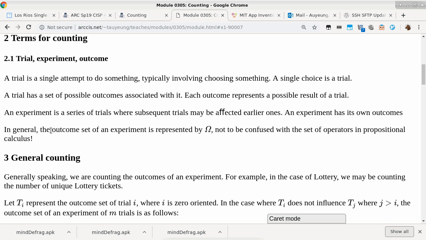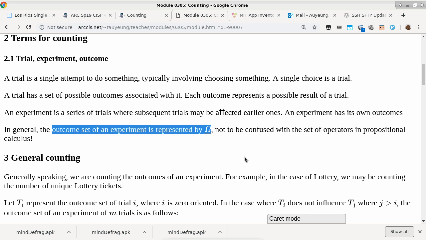The outcome set, the set of all possible outcomes of an experiment, is usually represented by omega. This omega is not to be confused with the omega in propositional calculus, which is the set of all the operators. We are reusing symbols, but they mean different things. We'll see omega one more time when we talk about time complexity. Apparently omega is a very popular symbol for mathematicians.